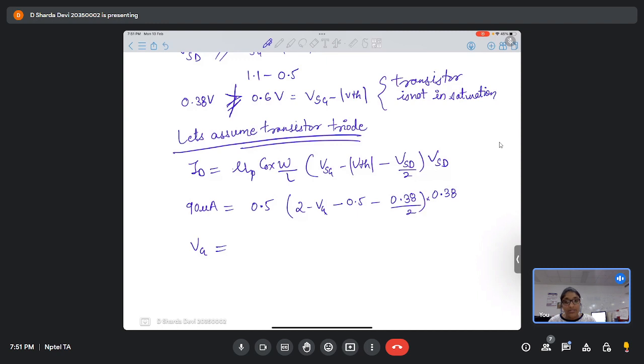What is the value that you are getting? It should actually be 0.836 volts. Are you getting this value? Anyone?